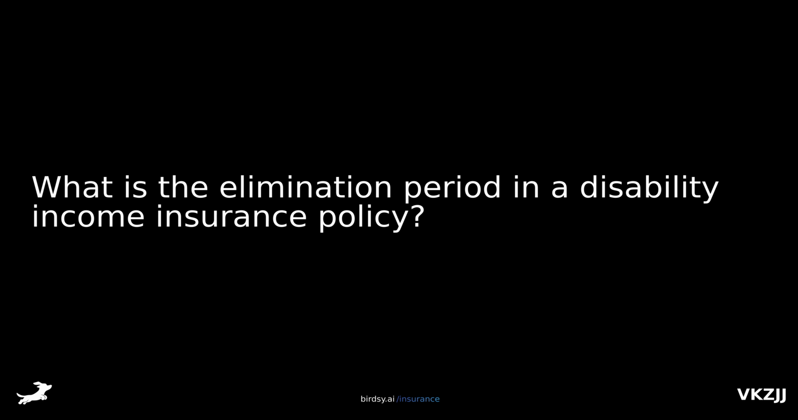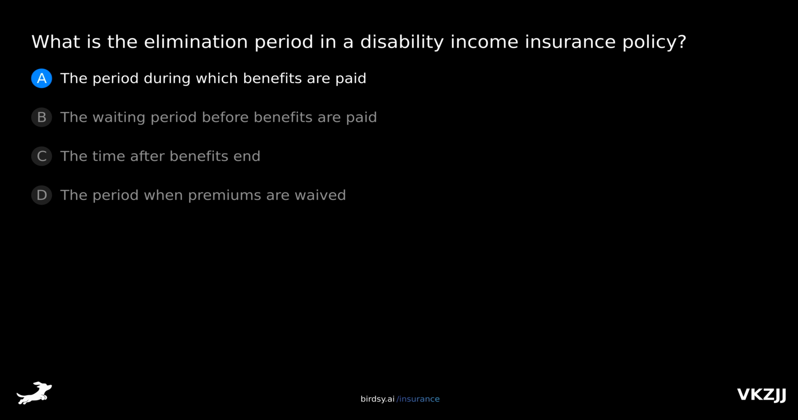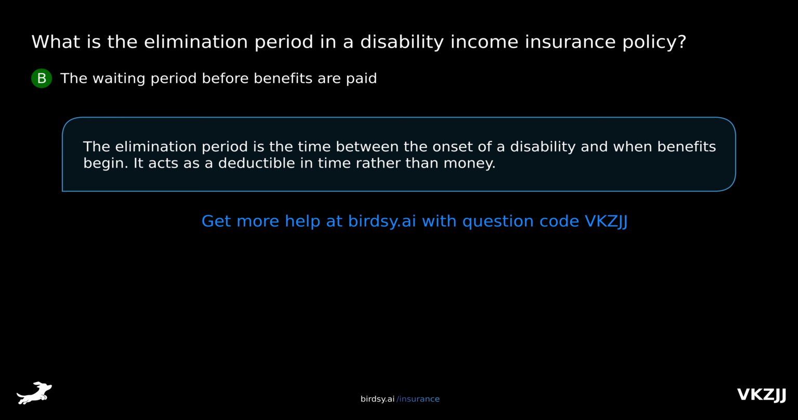What is the elimination period in a disability income insurance policy? Is it A, the period during which benefits are paid, B, the waiting period before benefits are paid, C, the time after benefits end, or D, the period when premiums are waived? The answer is B, the waiting period before benefits are paid. The elimination period is the time between the onset of a disability and when benefits begin. It acts as a deductible in time rather than money.